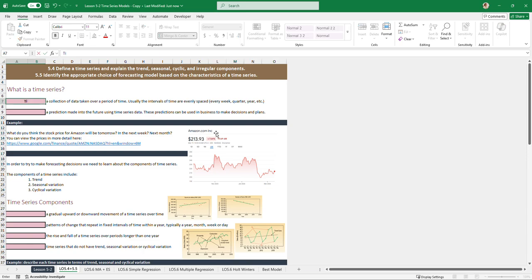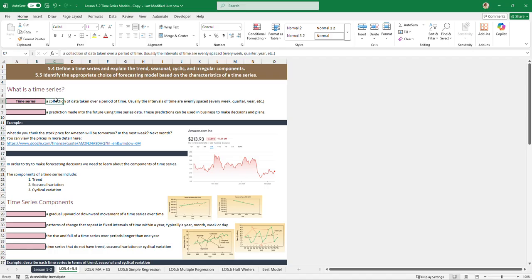First, we define a time series as data taken over a period of time. The intervals that the data is collected on should be evenly spaced, which means if you're collecting information every week, every quarter, every year, you should keep collecting data at those intervals without skipping periods of time and without changing from quarterly to yearly, for example. It is very important you make those intervals consistent.